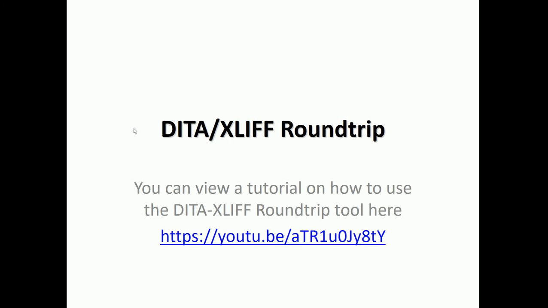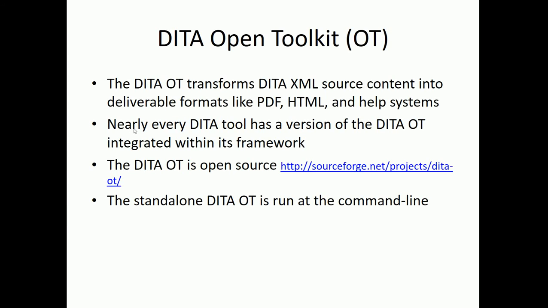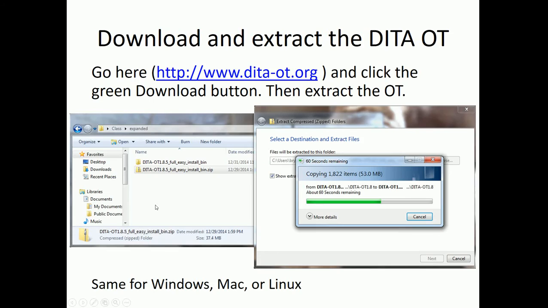So in order to solve this, we can use the DITA XLIFF round trip. It starts off with the DITA Open Toolkit. So we know that the DITA Open Toolkit transforms DITA into PDF, XML, HTML, etc. Nearly every DITA authoring tool has a version of the DITA Open Toolkit integrated within its framework. DITA Open Toolkit is open source and it's run at the command line. And we went over how that's done in our previous slides.